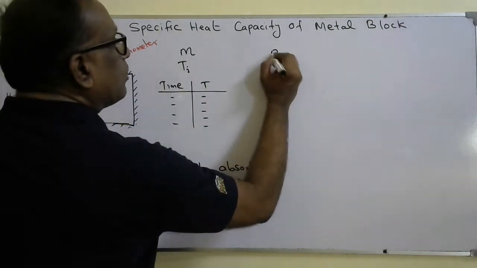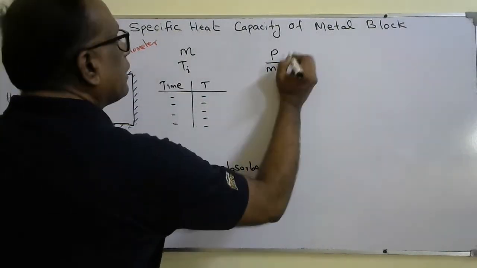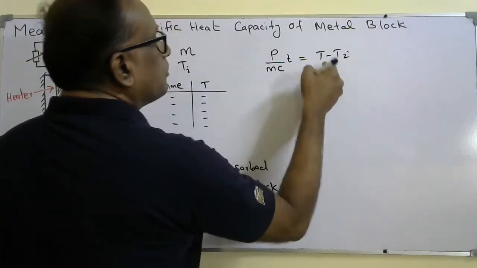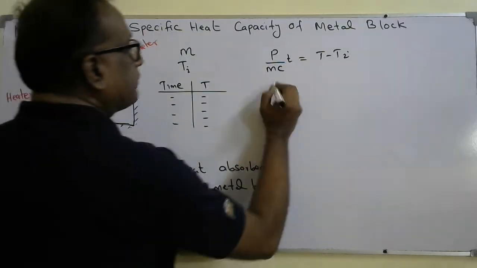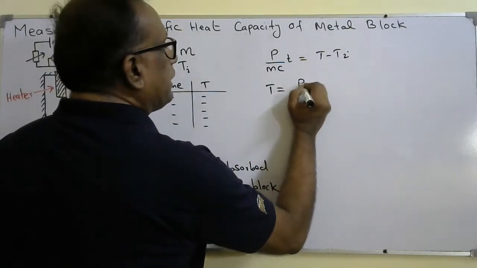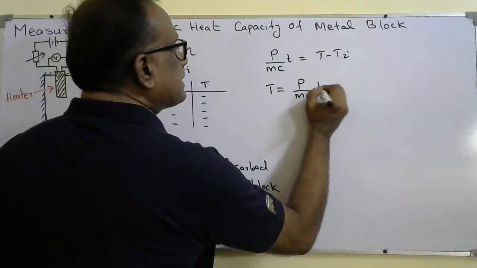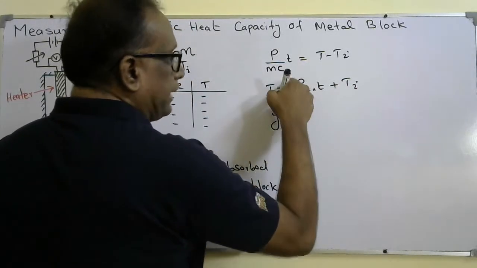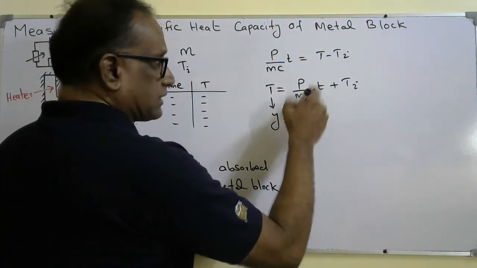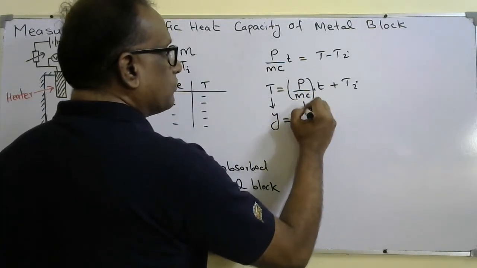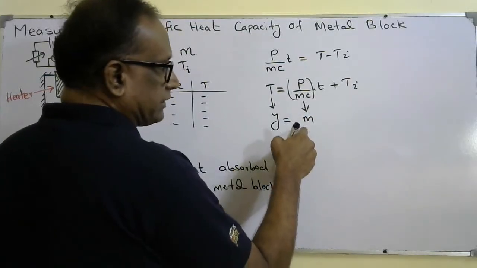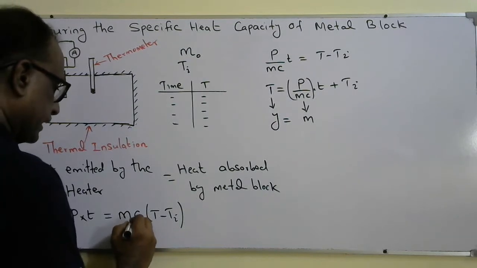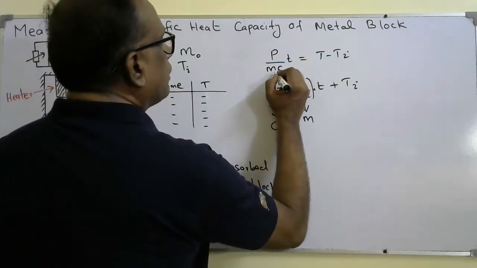So it will become P over MC times t is equal to T minus Ti. Make T the subject because that is the dependent variable. So T is equal to P over MC times t plus Ti. This is in the form y equals mx plus c. P is a constant, M is a constant, C is a constant, so this is going to be a gradient. We normally denote the gradient by m. Don't get confused between the two m's, so I'll write the mass as m naught. Then you won't get confused with the gradient m.